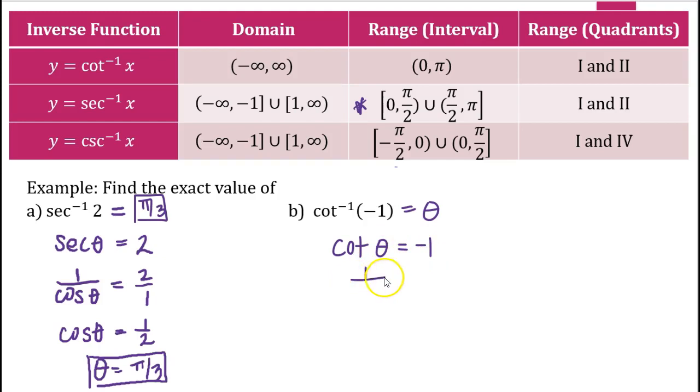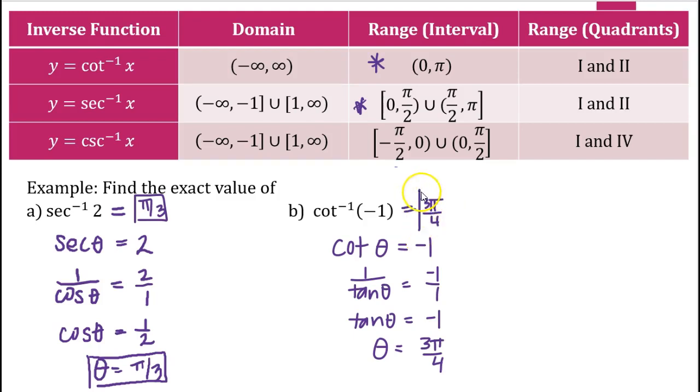Now cotangent is 1 over tangent, and this is like -1 over 1. Just flipping both sides, I can say that tangent theta is equal to -1. Now I'm looking at cotangent inverse ultimately, so my answer has to come from between 0 and pi. Tangent equals -1 in quadrants 2 and 4, so it has to be quadrant 2, and that angle has to be 3 pi over 4. So again, I can go back up here and say that my cotangent inverse of -1 was 3 pi over 4.